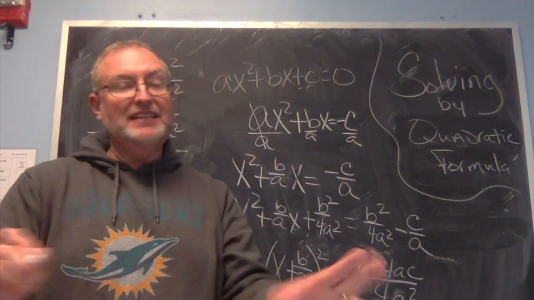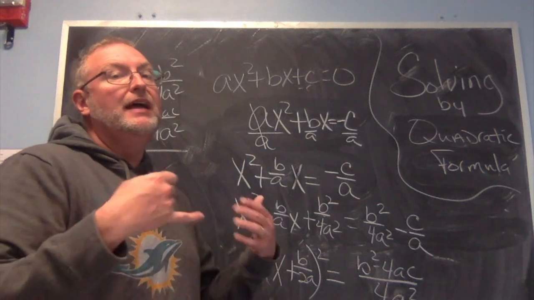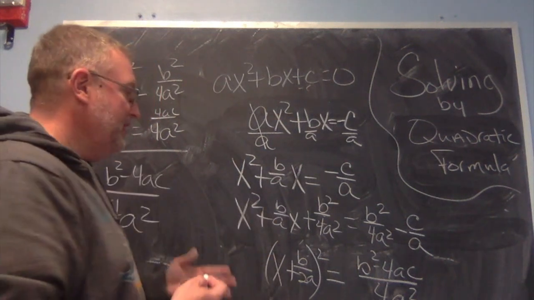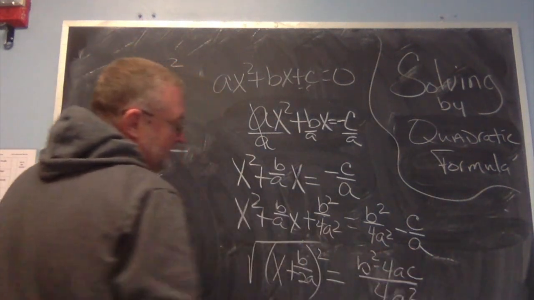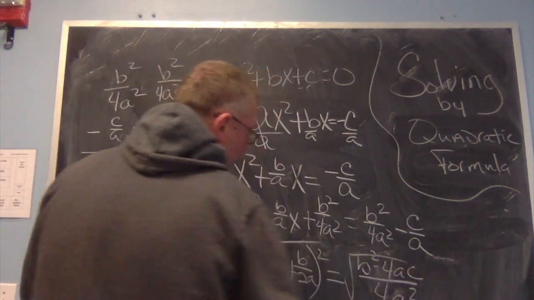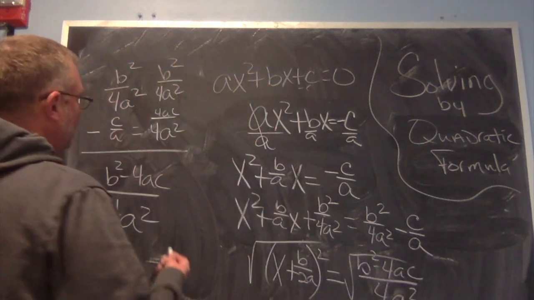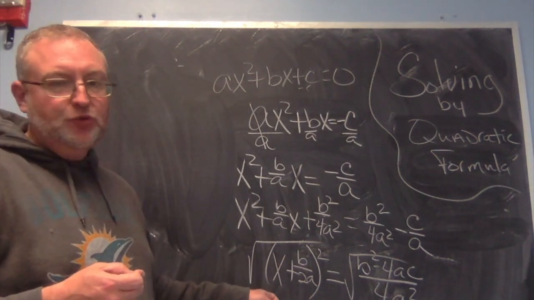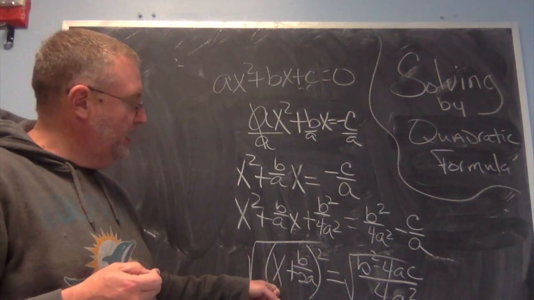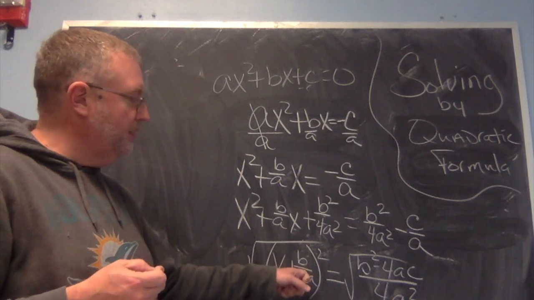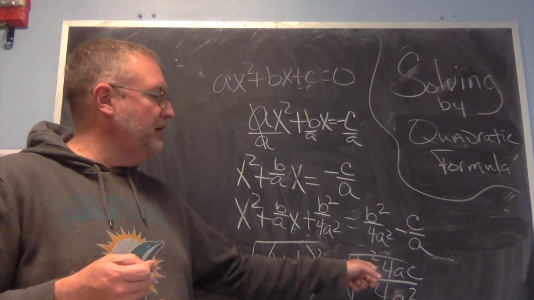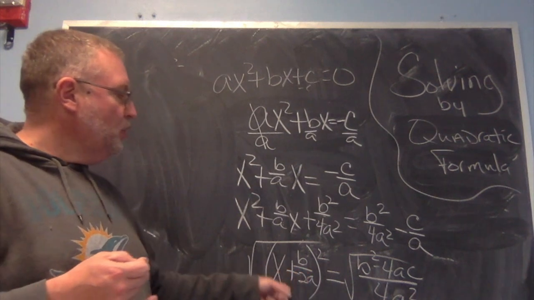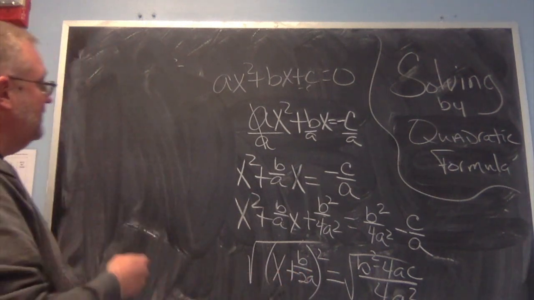You don't have to do this ever. I'm just showing you how we get the quadratic formula. Now I find the square root of this. This is the square root of this. Which leaves me with, I'm going to write it over here now. So we need to find the square root of x plus b over 2a squared equals the square root of b squared minus 4ac over 4a squared. We know the square root of that is itself, right?